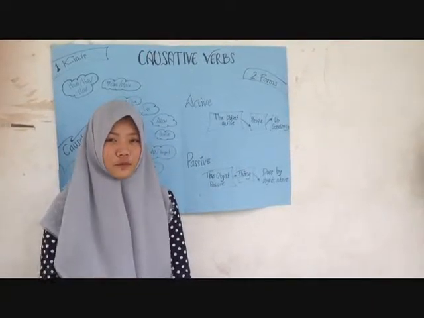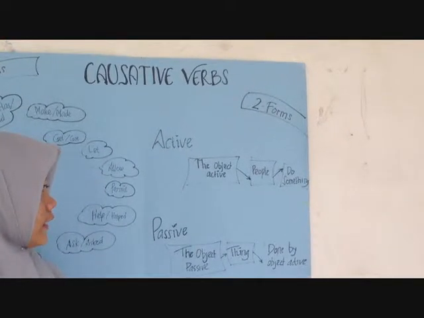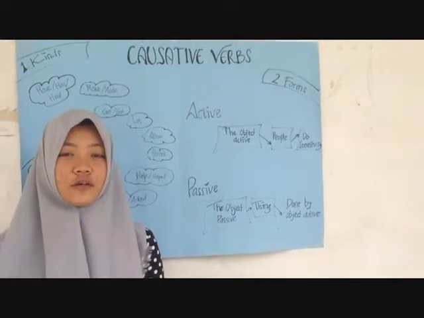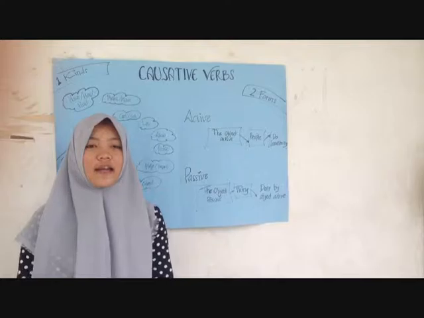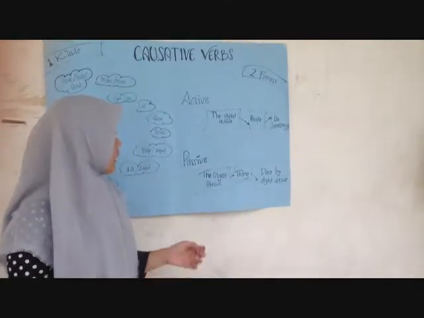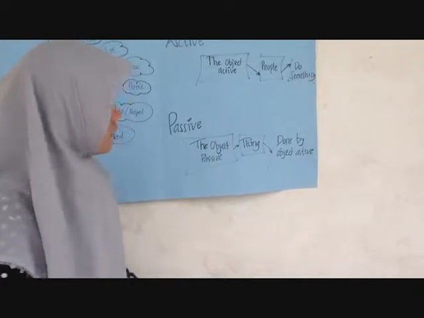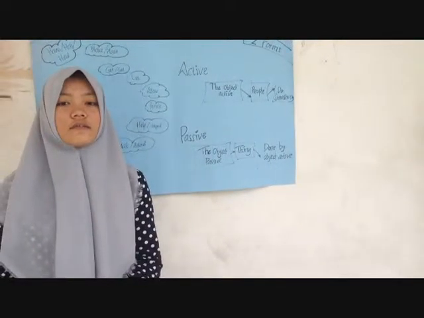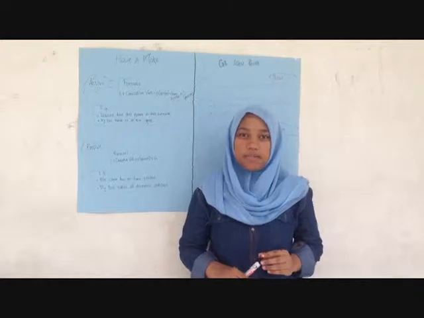A causative verb has two forms. The first is active. In the active form, the object is supposed to be the people who do something. It means that the object does the work ordered by the subject. Usually the object is a person. And the second is the passive. In the passive, the object is supposed to be the thing done by the active object, and it is the thing ordered to be done by the subject.